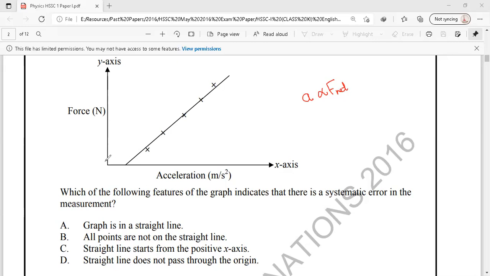So if we see this graph in which y-axis, if there is zero force, the graph indicates that it has some amount of acceleration. So from this graph, and according to the second law of Newton's law of motion, zero net force will have no acceleration. Zero net force should have zero acceleration. This means that this graph should pass through this origin point that indicates zero force and zero acceleration. So the correct option for this question is option D, that straight line does not pass through the origin. This means that there is a systematic error in the measurements.